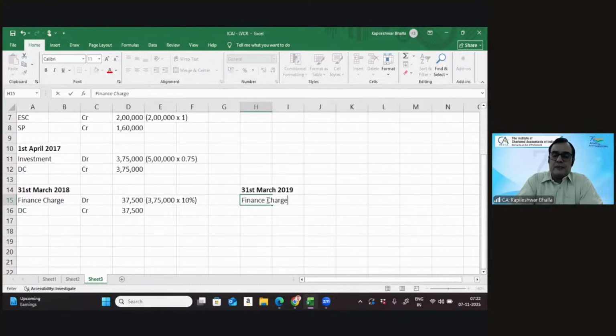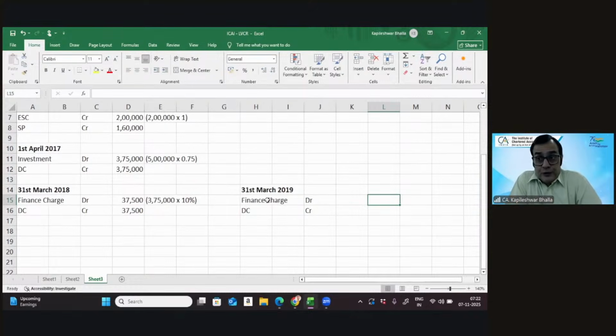The entry remains the same. Finance charge gets a debit and the deferred consideration gets a credit. So are you going to consider the interest on 3,75,000, or is it going to be on the cumulative amount, that is including 37,500?